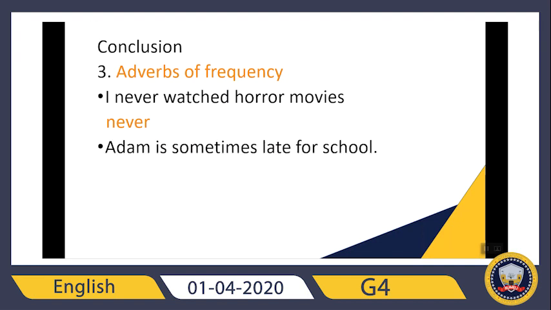So let's take a look at this example. Adam is sometimes late for school. Who can tell me the adverb in this sentence? I'm going to give you a brief moment. Try to do that yourself. Try to look for the verb, try to look for the adjective, and try to look for the adverb that modifies the verb or adjective in this sentence.